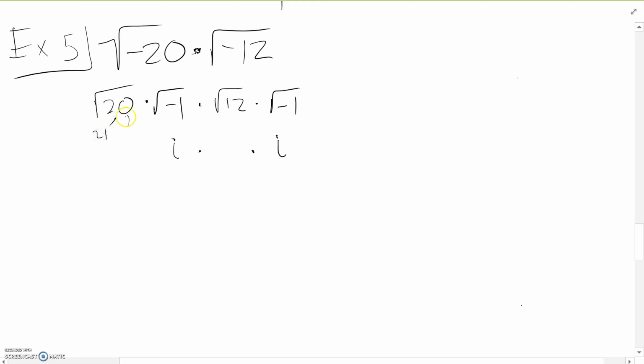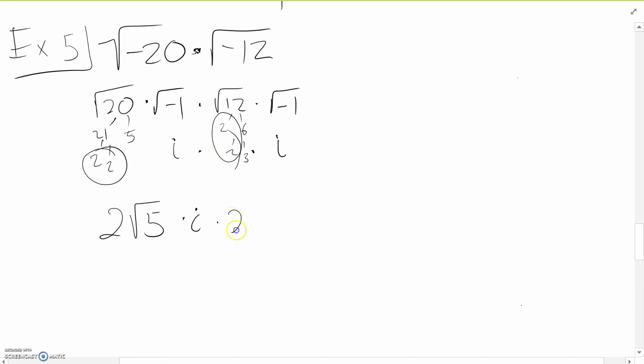This is 4 times 5. And we're looking for groups of 2. There it is. 4 is 2 times 2. So one of these is going to come outside, the other one's dead. So this is going to be 2 root 5 times i. And this is 2 times 6 and then 2 times 3. There's my group of 2. This is going to end up being 2 root 3 times i.